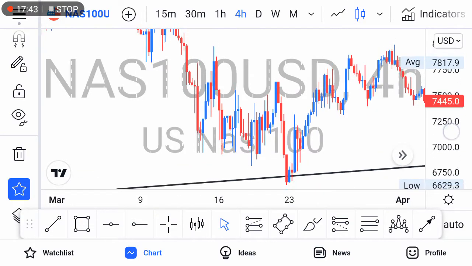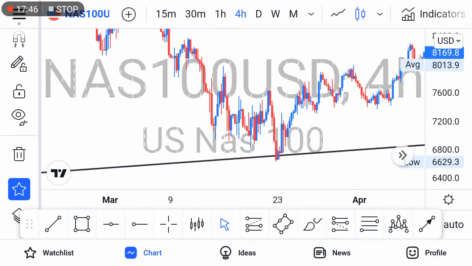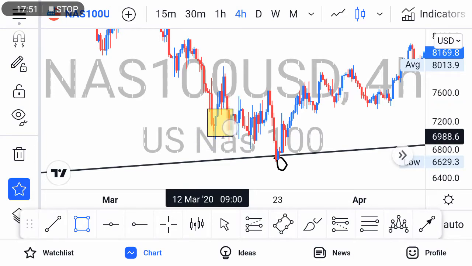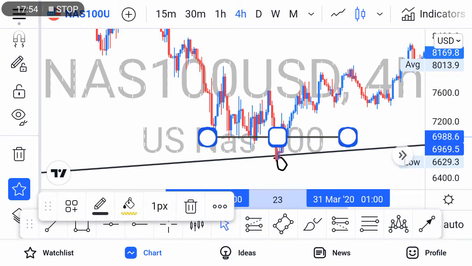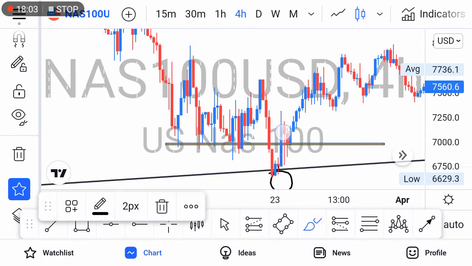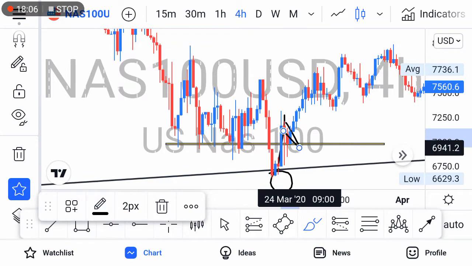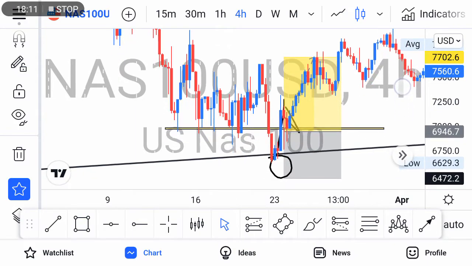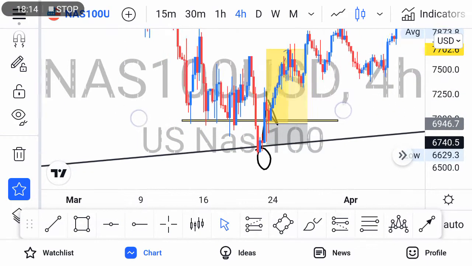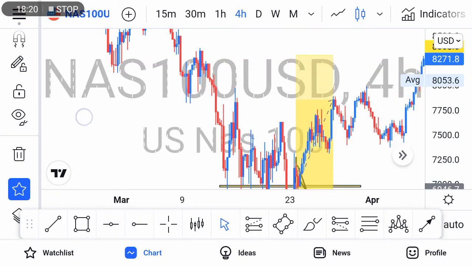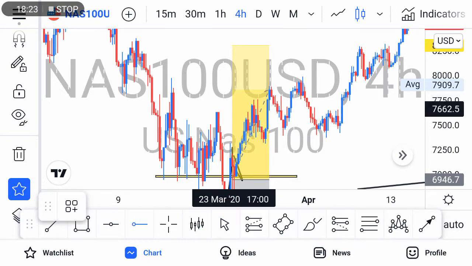Once we have that touch on the trend line, what do we do? We put our zone looking at left, and we say we expect price to move from our trend line, retest our zone, and once it gives us that retest, we enter and we target around here. This is our target.